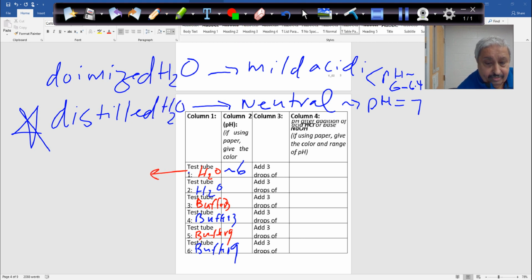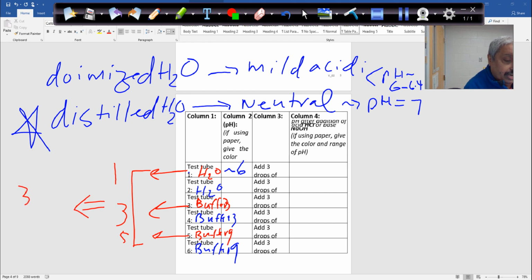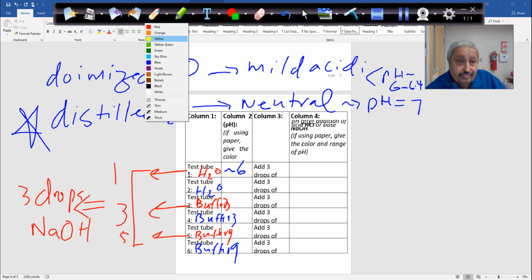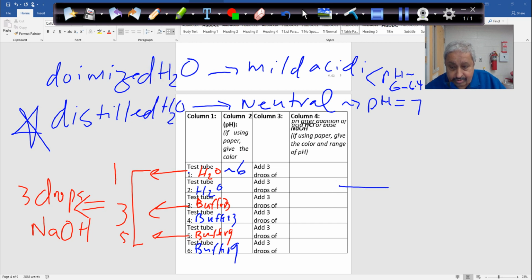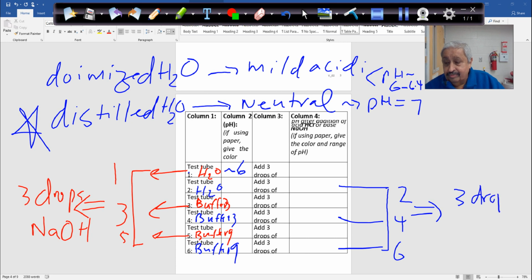Now, when you add, let me write it in red. Red here, red here, red here. Those three red ones, 1, 3, and 5, you will add to them 3 drops of what? Sodium hydroxide, correct? And from the other side here, 2, 4, and 6, you will add to them 3 drops of what? Of HCl, hydrochloric acid.